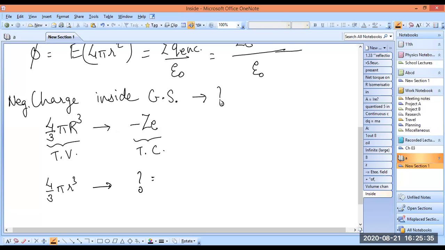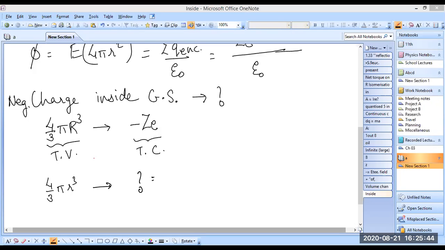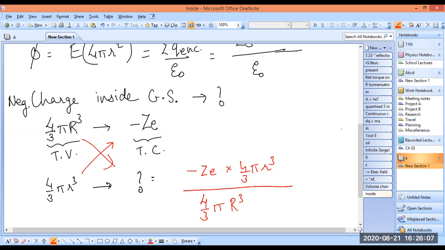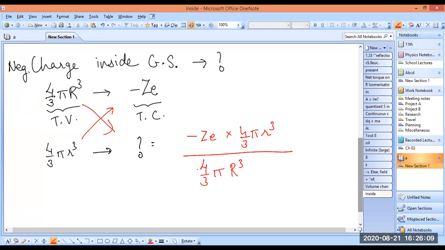So of course we will do it by cross multiplication. No, your answer is not right. We will do it by cross multiplication. So that is going to be minus Ze into 4 by 3 pi small r cube divided by 4 by 3 pi capital R cube, right? So now what's cancelled?